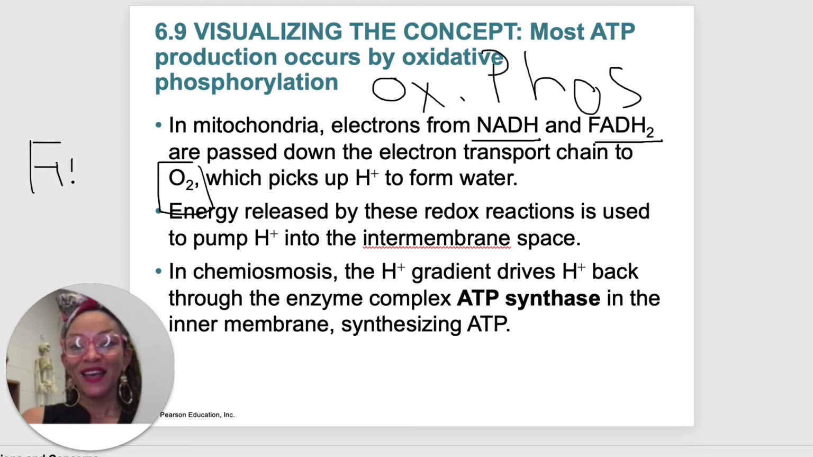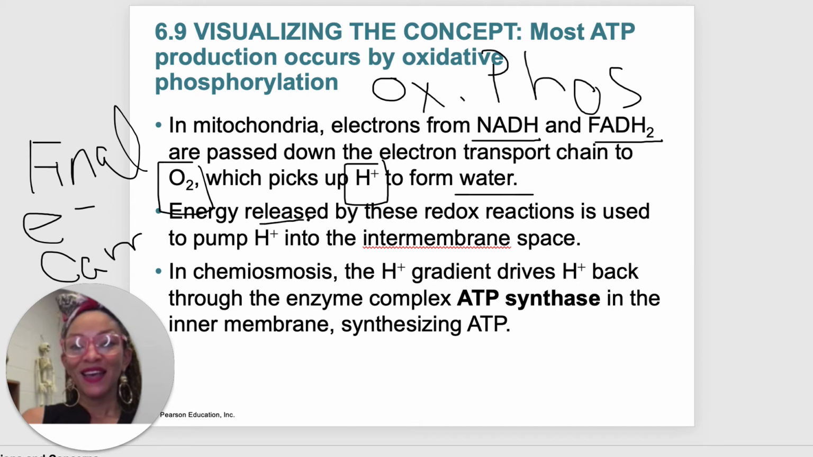And this is important because a lot of questions kind of focus on this. Okay, so final electron carrier or final electron acceptor. And then it picks up H, or protons, from the environment to form water that is then released as that waste product. So energy released by these redox reactions is used to pump protons into the intermembrane space. So if you remember, mitochondria is a double membraned organelle, so it has 2 layers. Between those 2 layers, we have the intermembrane space. Okay, and this is where those protons are being pumped.